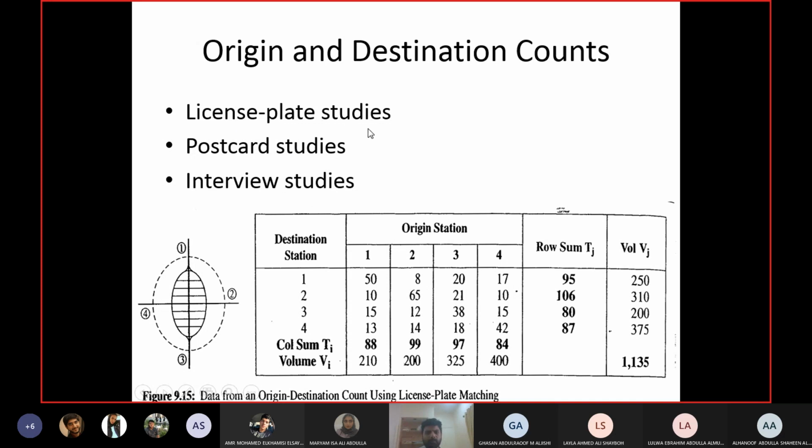In license plate studies, you put observers on the entry and exit point of each area. So for example, you have four cities in your region, and you want to do origin destination studies for them. You want to find out what the origin of a vehicle was, which city it was coming from, and which city it was going to. Now cities is a big term. Usually our areas are parts within the city, because obviously within the cities you will not have much volume. But anyways, for example, you have 4 different areas.